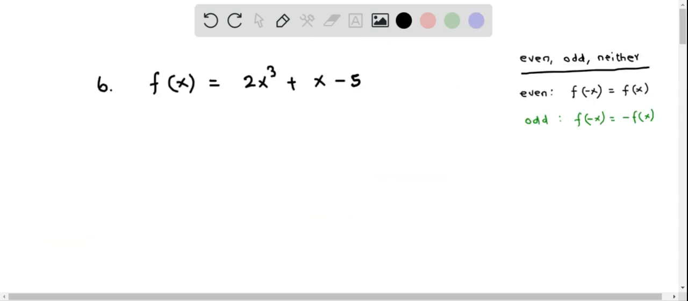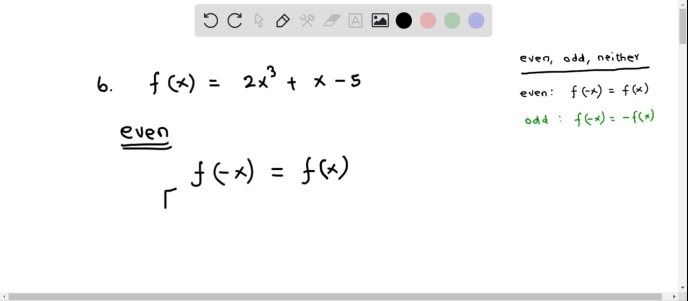Let's do question 6. So once again, we test if this function is even, odd, or neither. So first, I'm going to test for even function. So I'm going to use this rule, that is if f of negative x equals f of x, we then say that it is an even function. So let's find f of negative x. We have to replace x by negative x in f of x.